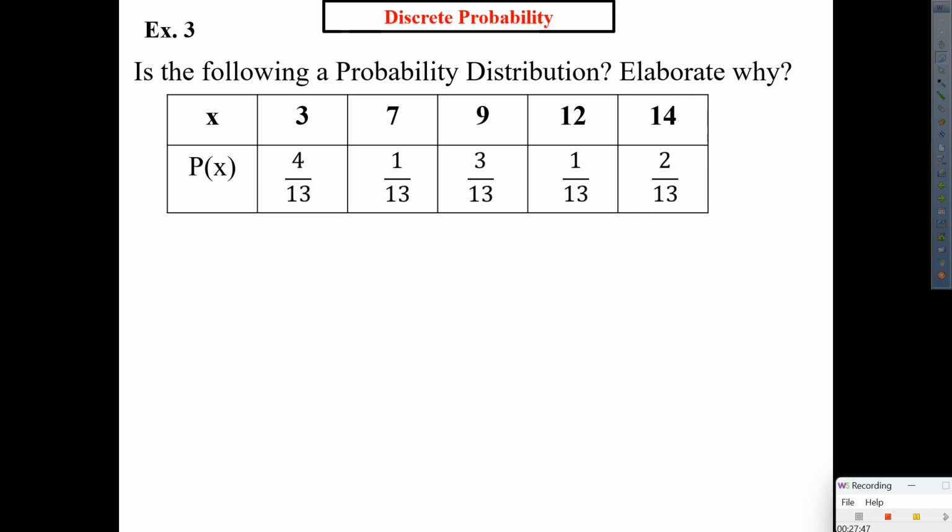Is that a probability distribution? Jaden, Wilson, why not? It doesn't add up to 13, that is correct. Make sure that all of these on the denominator, all of these add up to 13/13, which equals to what? 1, that is correct. Let's go. Next one.